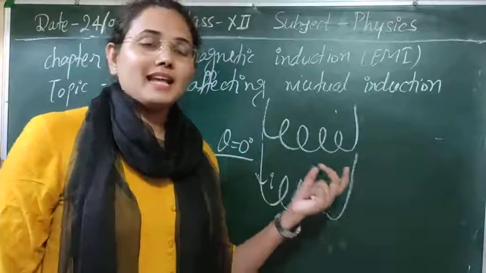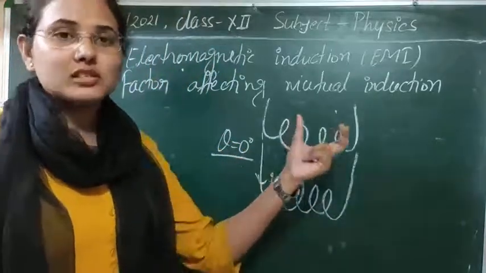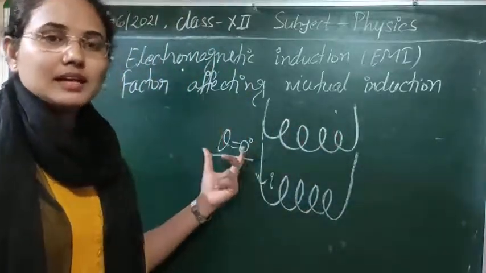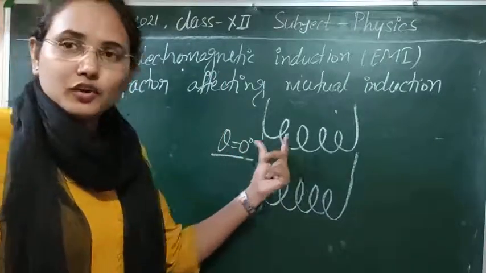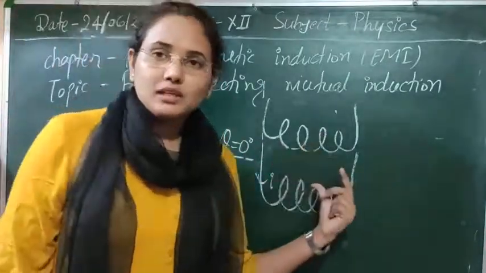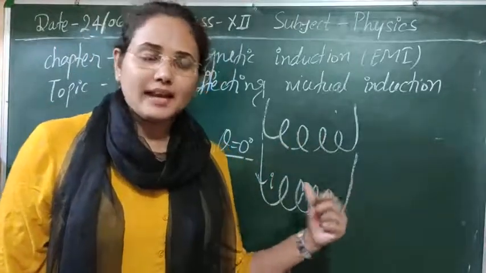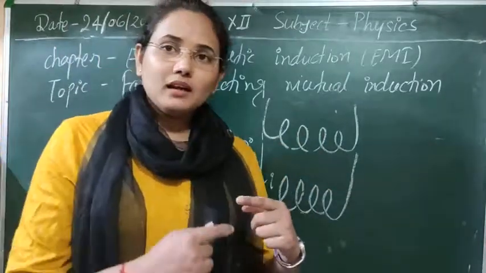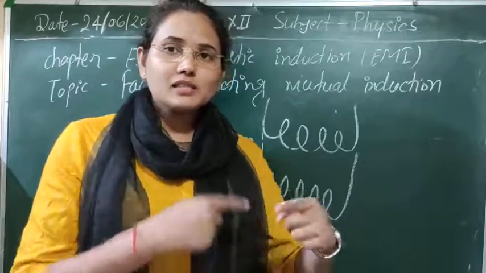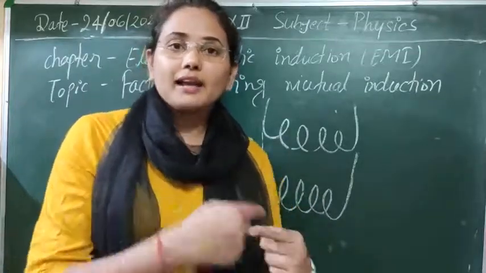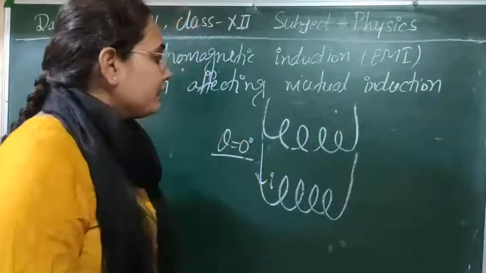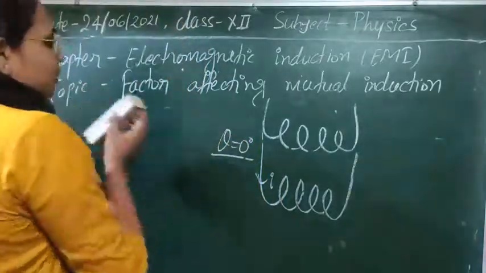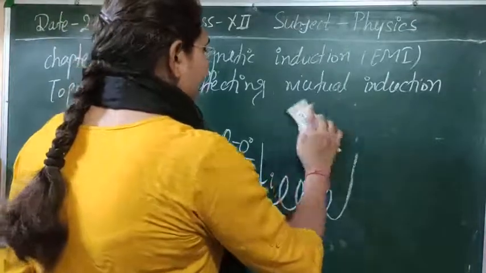flux changes here, as phi is given by BA cos theta. Cos theta is maximum for theta equal to 0. So for this orientation, the mutual inductance between two coils is greater. That's why we are coiling two different wires over each other, so that the angle between them can be 0 degrees.